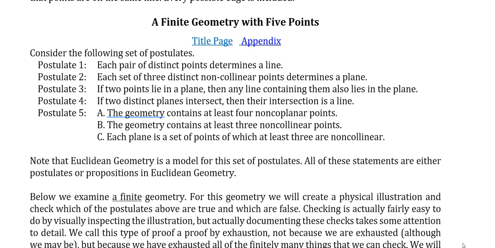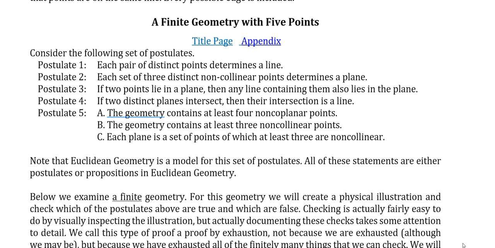Postulate 5, the geometry contains at least 4 noncoplanar points, or 5a. 5b, the geometry contains at least 3 noncollinear points, and 5c, each plane is a set of points of which at least 3 are noncollinear. Now, if you think about Euclidean geometry, you'll see that it's a model for this set of postulates. All these statements are either postulates or propositions in Euclidean geometry.